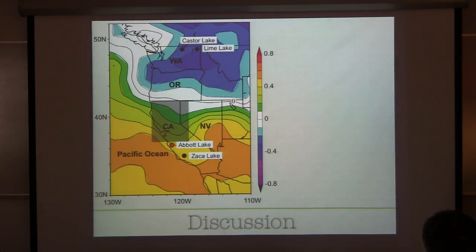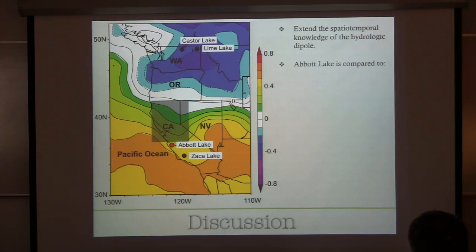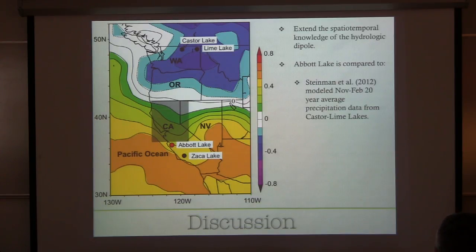All right, so now that we had hydrologic variability established, we can then extend the spatiotemporal knowledge of the hydrologic dipole. To do so, we compared Abbott Lake to 2 different records. The first was the Steinman et al. record from Castor and Lime Lakes in eastern Washington, and it's based on modeled precipitation. The second is a sand record by Kirby from Zaca Lake.